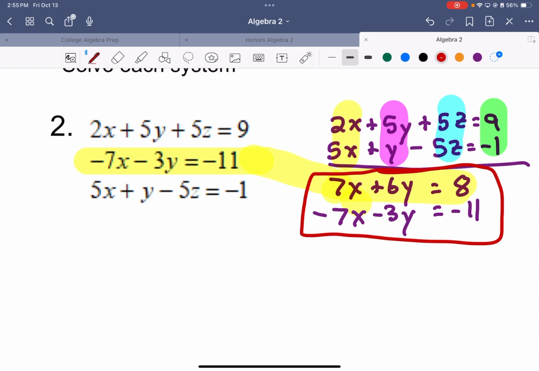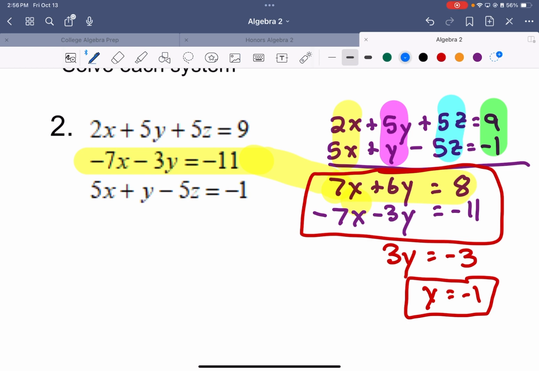So now we want to see if we can eliminate one of the unknowns. And if we go down the columns, 7x minus 7x is nothing. 6y minus 3y is 3y. 8 minus 11 is -3. 3 times what is -3? -1. So my y value is -1.